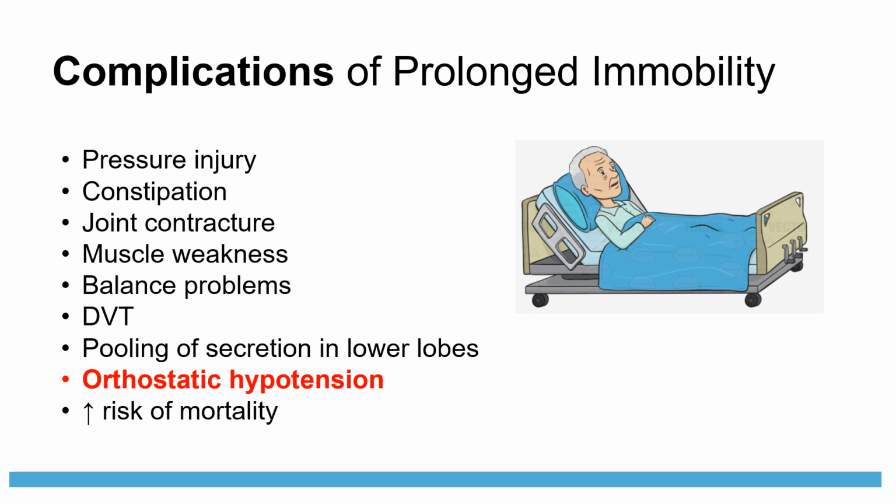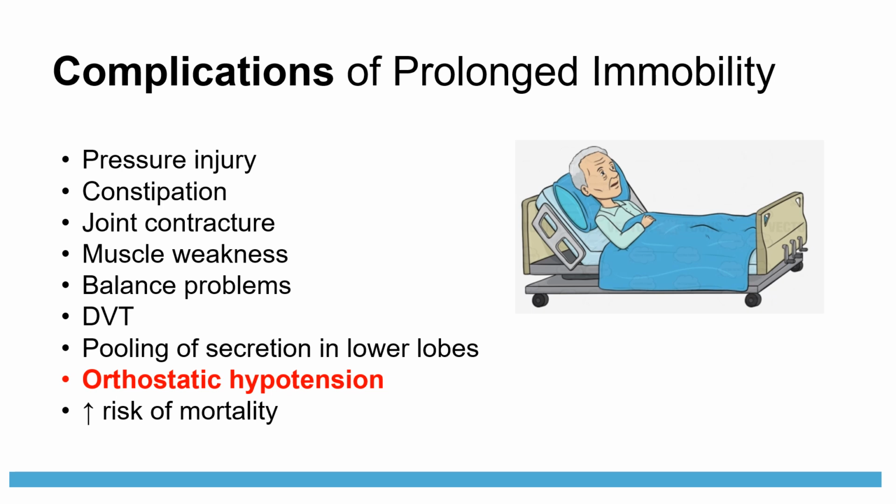DVT, this is blood clots, and this is related to impaired circulation in the body. So what can we do to prevent this? Turning patients, range of motion, again, those exercises, using those anti-embolic stockings, those sequential compression devices that squeeze the legs to increase circulation, adequate hydration so that their vessels are free flowing.